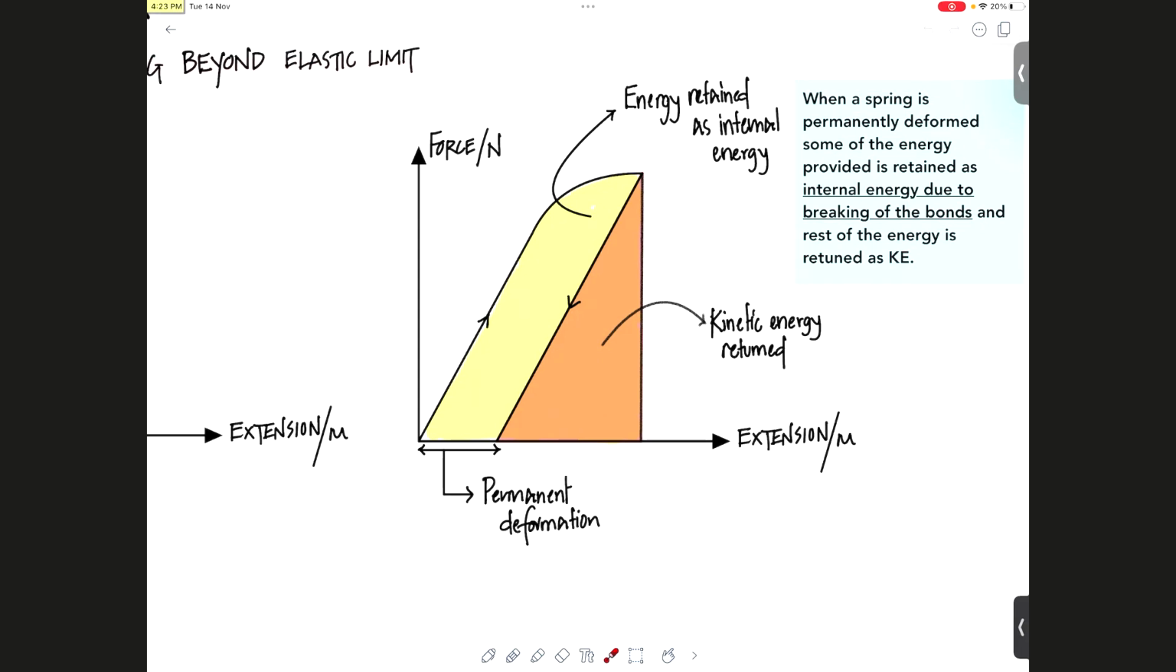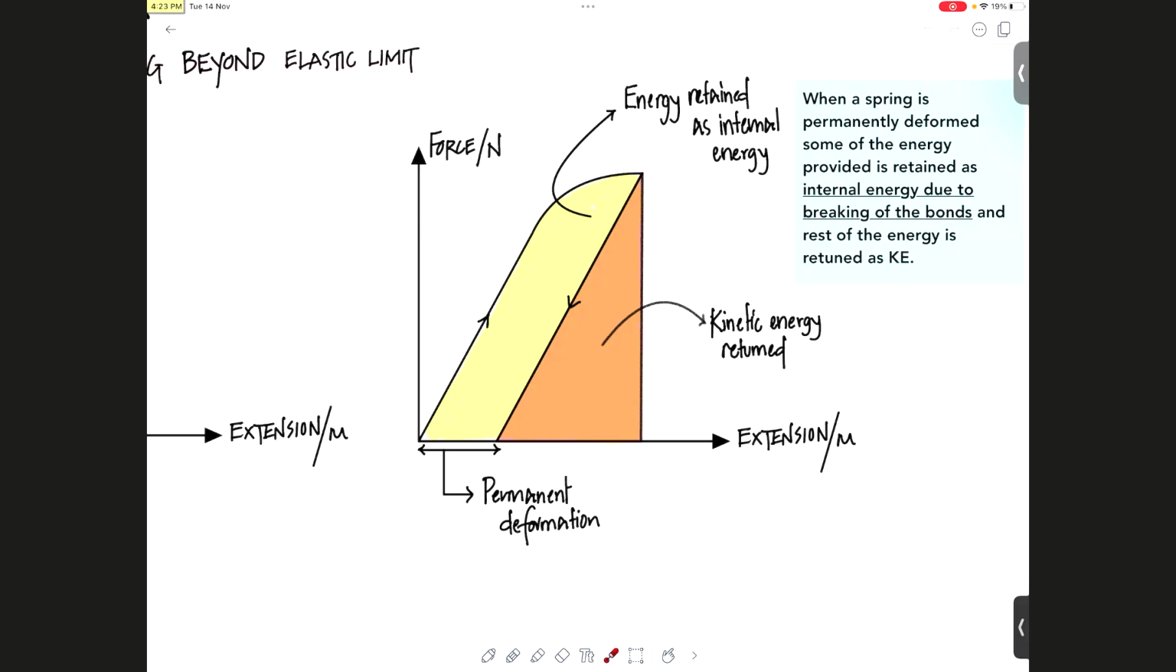If the entire amount of energy was needed to break the bonds, you would get nothing back. Whenever you stretch a spring and deform it, it's not permanently fully deformed. That's the reason why you do get back some of the energy here. However, you definitely don't get back all the energy, and that's the energy retained as internal energy.